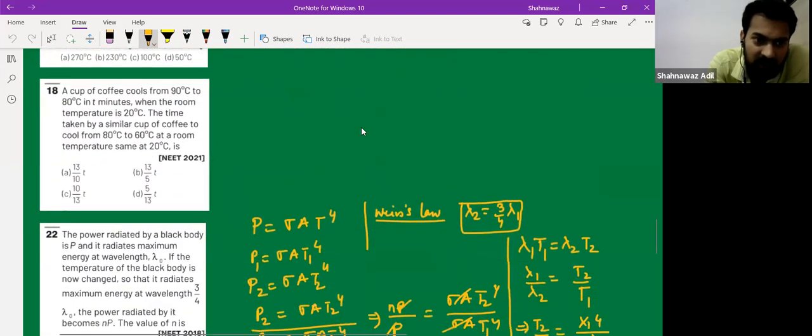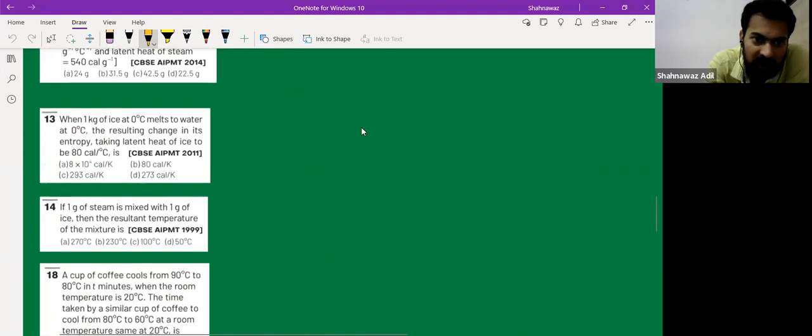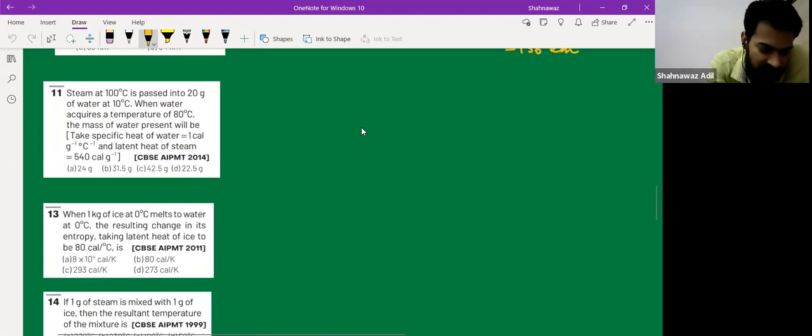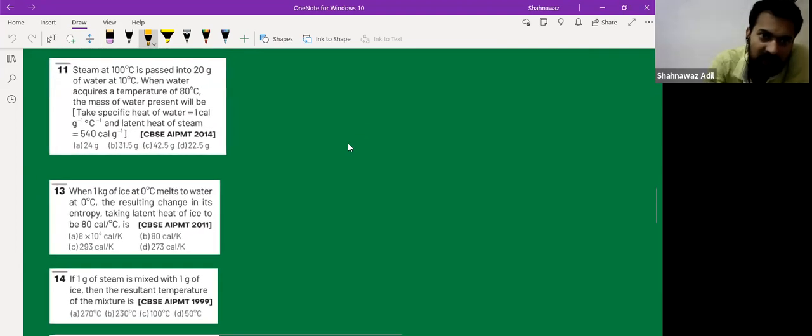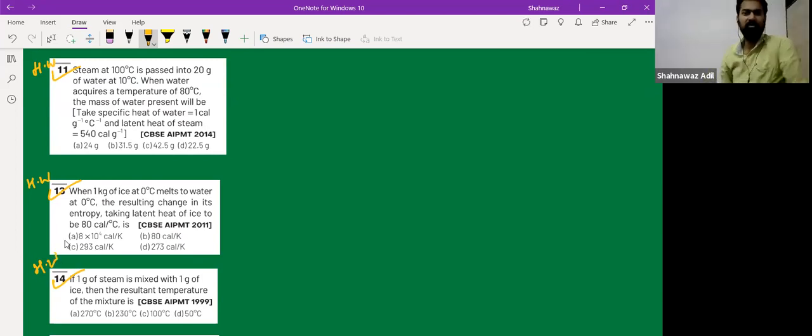So please try to do this. Take the screenshot. So 11, 13, and 14. So this is your homework. Try to solve this. Okay, guys, please do these problems.